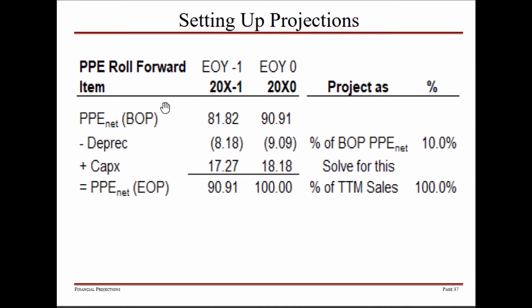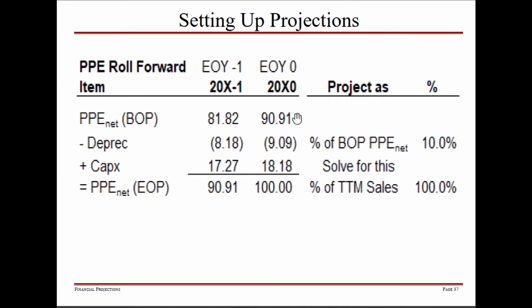So the first roll forward equation, and this is generally in most circumstances what you should try and project first, is our PPE roll forward equation that says net PPE beginning of period minus the depreciation plus additions to PPE equals what we have at the end of the period. And one way or another, you're always going to know 3 out of the 4 things, and you just have to solve for the fourth one. And in the real world, of course, you work with the CFO to make sure that's true.